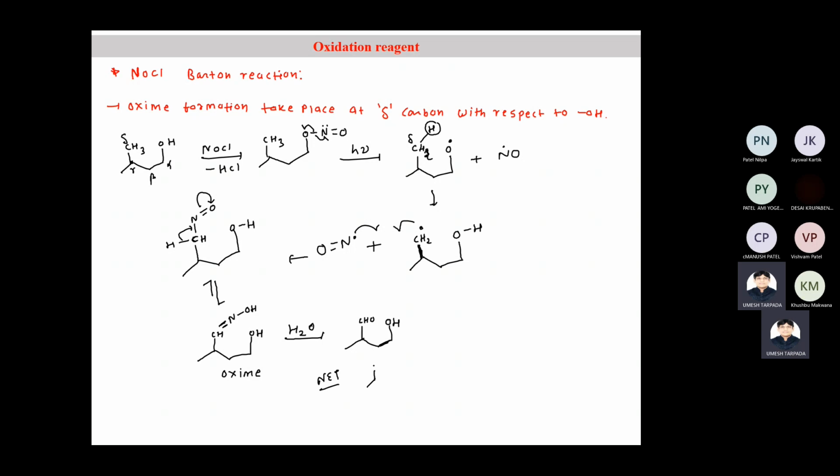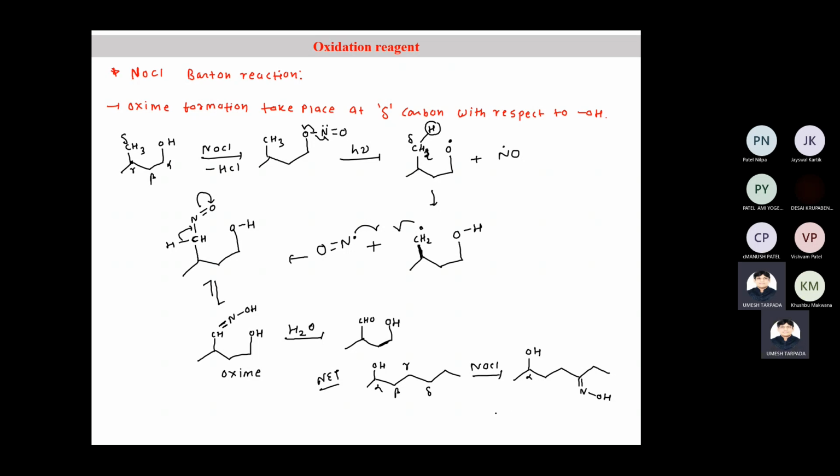This is given and NOCl is given. So oxime formation at various positions is given. You have to predict the correct product. So you know very well, this is alpha, beta, gamma and delta. So this delta position is where oxime formation takes place. This is called Barton reaction.